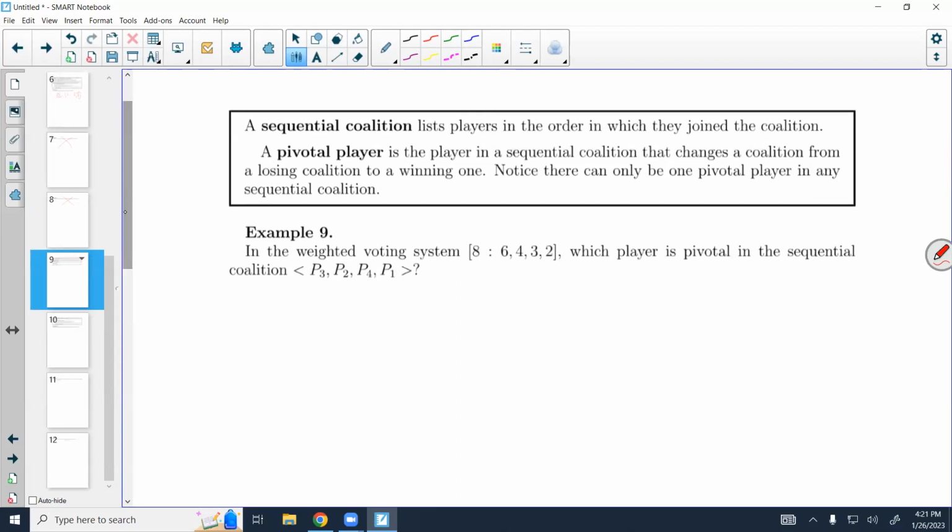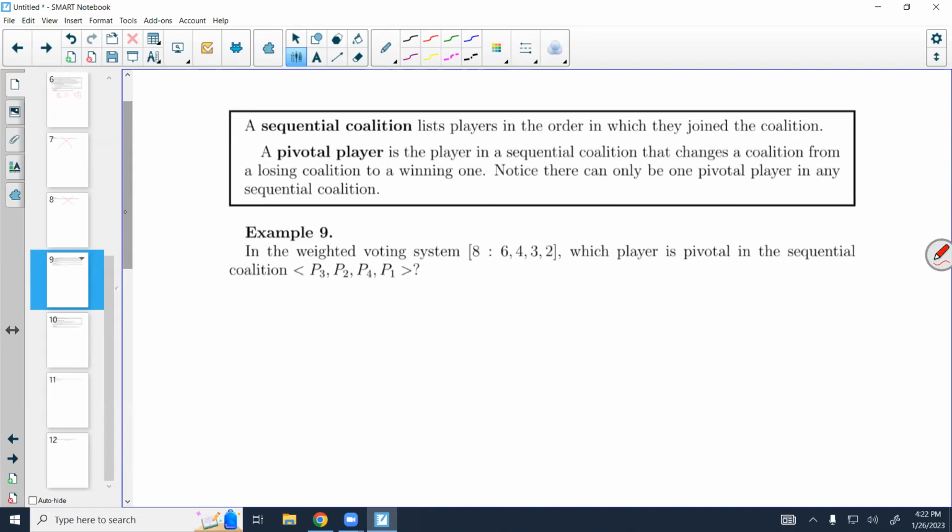This, however, is a sequential coalition: it lists players in the order in which they join the coalition. A pivotal player is the player in a sequential coalition that changes the coalition from a losing coalition to a winning one. Notice there can only be one pivotal player in any sequential coalition.